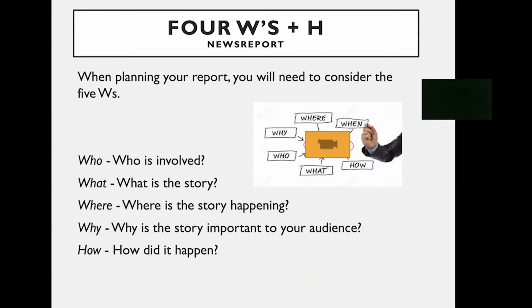When planning your report, you will need to consider the 4 W's and the H. Who is involved? Think about who will be able to tell their sides of the story in an interesting way. What is the story? Get the facts right before starting your report. Where is the story happening and where's the best place to film? Why is the story important to your audience? Which points do you need to focus on to get their interest? And last, how did it happen?